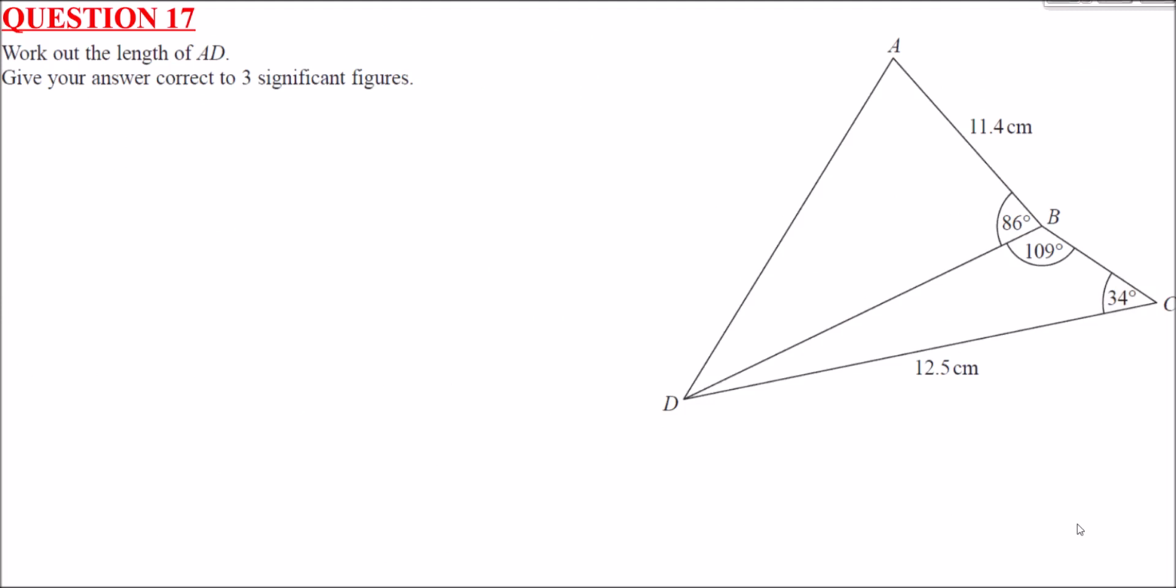For number 17, we have to work out the length of AD, giving answers correct to 3 significant figures. So, we can see these are triangles joined together, but they certainly aren't right-angled triangles, so we can't use standard trigonometry or Pythagoras. So, if it's not a normal trigonometry question, chances are it needs to be either the sine rule, the cosine rule, or maybe even both.